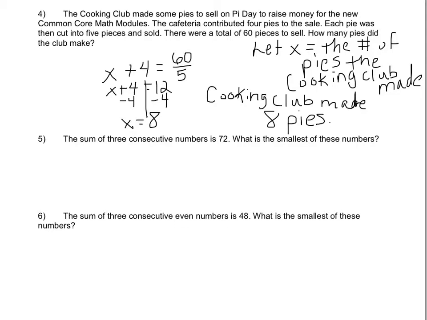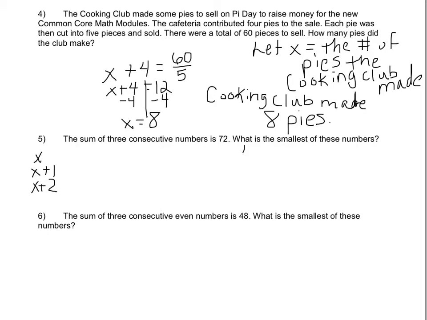Number 5. The sum of 3 consecutive numbers is 72. What is the smallest of these numbers? You're going to need to remember that when you encounter this problem, okay, and it says 3 consecutive numbers, doesn't say odd, doesn't say even. The 3 numbers are going to be x, x plus 1, x plus 2.